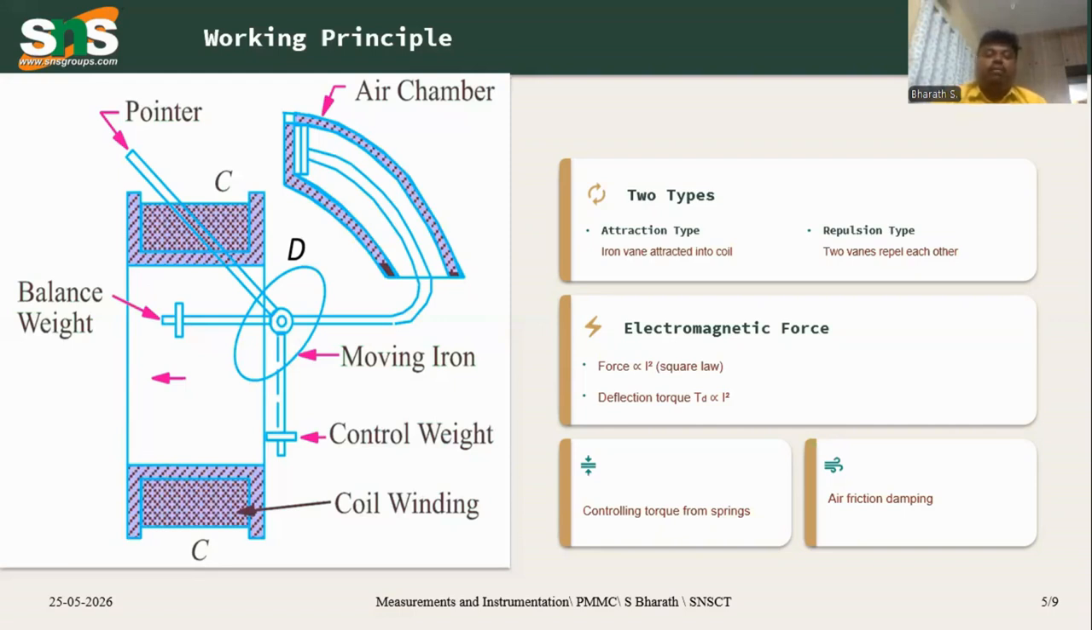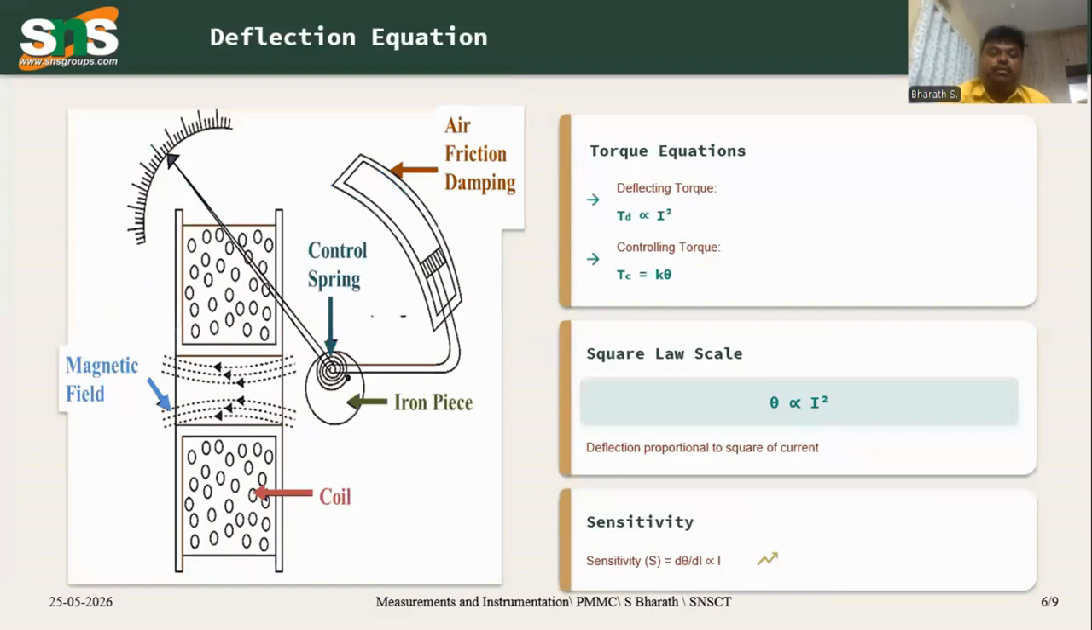The electromagnetic force is directly proportional to the square of the current. So the deflection torque is produced based on the square of the current passing through the coil. Once the current passes through the coil, there will be an attraction to the moving vane, the moving iron. That moving iron moves towards the inside of the coil. Once it moves inside the coil, the air chamber pressure comes down. The pointer moves in the right direction depending upon the amount of current, that is the square of the current, the square law. So force is directly proportional to I squared. So there will be a movement.